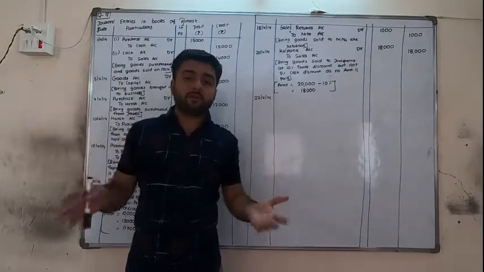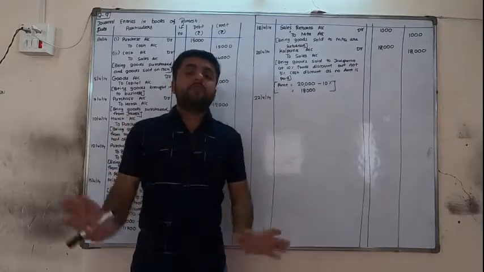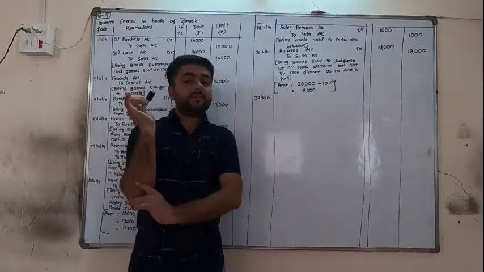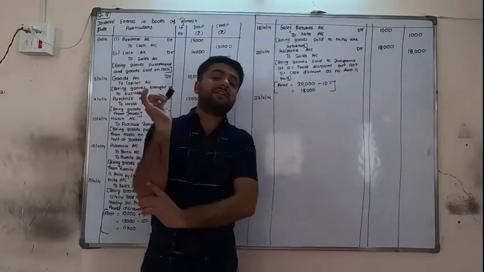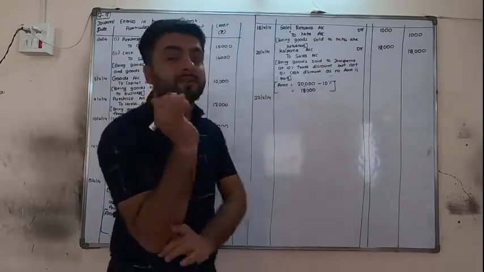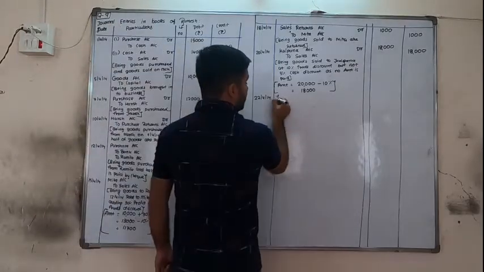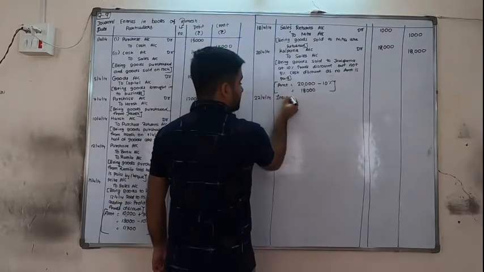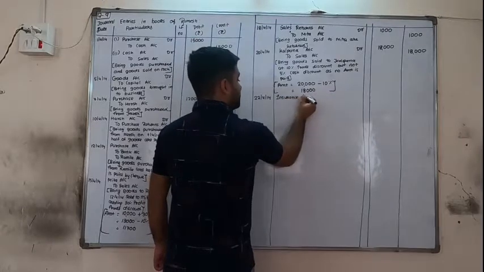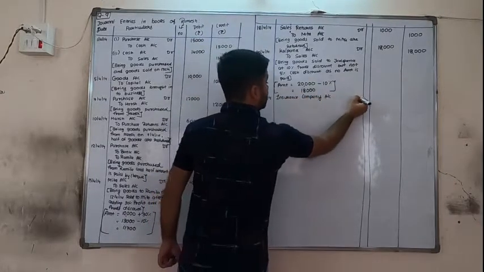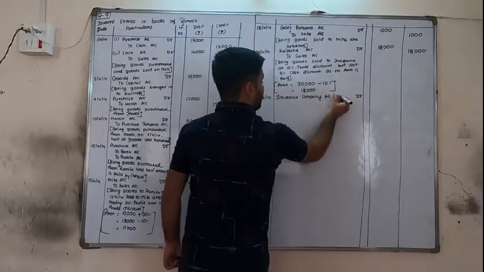Loss by fire or loss by rain or loss by theft or loss by advertisement or loss by free samples or anything is our loss only. But here specially we are getting 1000 from the insurance company because we have taken the insurance. So, how to write the entry? As the amount is receivable from the insurance company, insurance company account debit, and in bracket I will write claim.